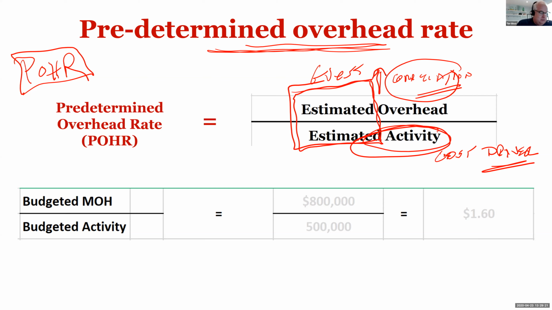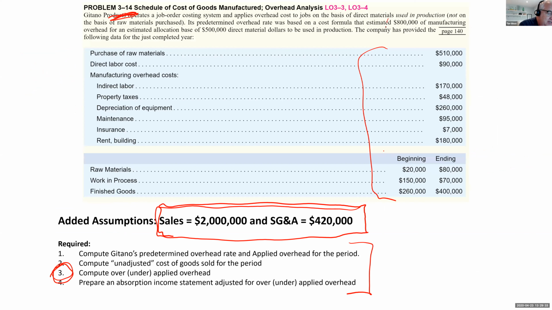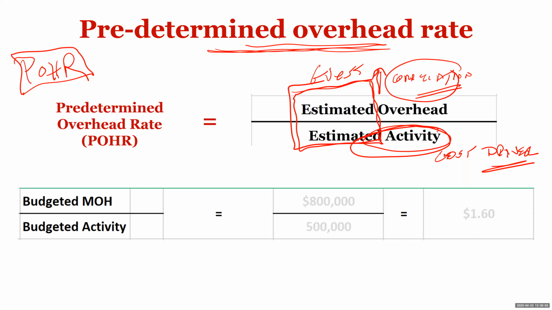So in this particular problem, if we're going to calculate the predetermined overhead rate, we can get there, because it said up here at the top that our estimated overhead was 800,000 and our allocation base was 500,000. But be careful, because this is direct material dollars. Now, Eric, I tend to use a lot of direct labor hours in my examples in class. Will this direct material dollar thing affect me much? No, it mechanically works the exact same way.